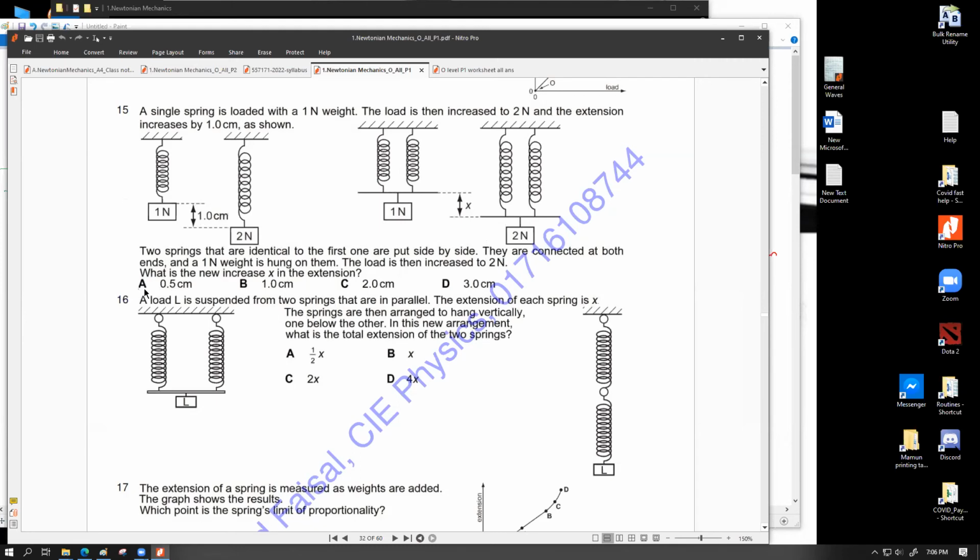Okay. 16. 16 is a pretty interesting problem. You don't have a standard case. You have to convert from a complex case into another complex case. So you are given a parallel combination. From the parallel combination, you have to move into a series combination.